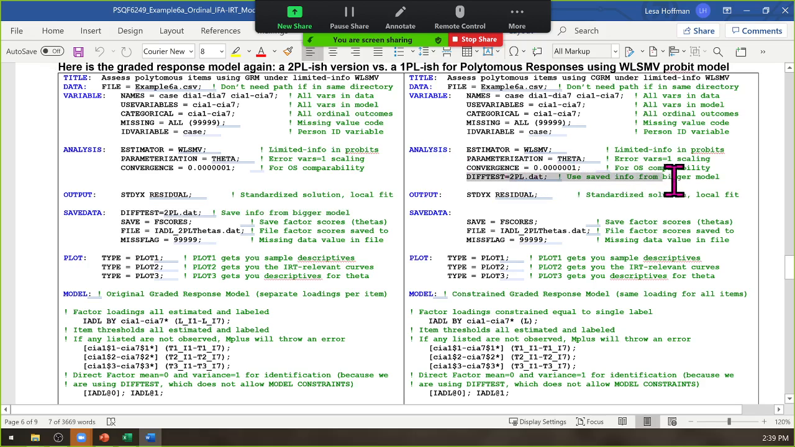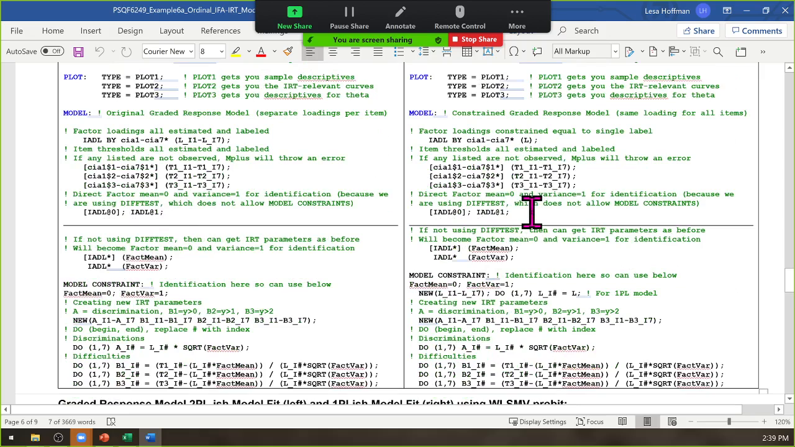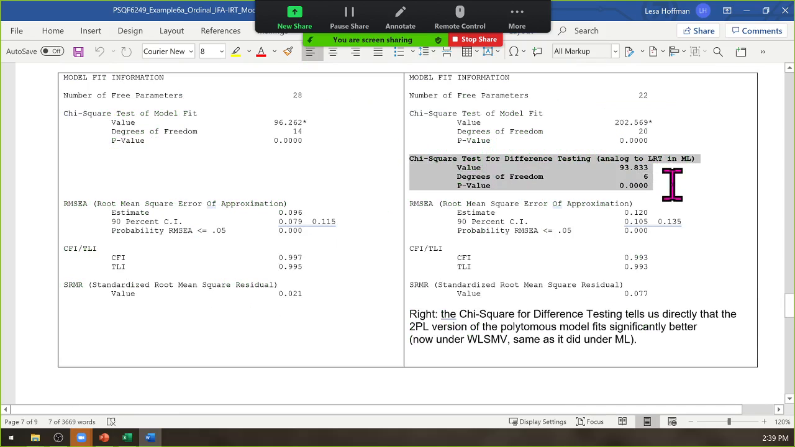The saved information goes on the analysis line of the nested model, the one with fewer parameters. So the 1PL version of the model is being estimated. It's going to read in the information from the comparison model. And then if you did it correctly, you should get this extra piece of output right here, chi-square for difference testing. That is the result of the diff test command. So the difference in fit between models gives us a chi-square of 93 on 6 degrees of freedom. That is highly significant. So the 2PL model with separate slopes fits better than the model that constrains all the slopes to be the same.